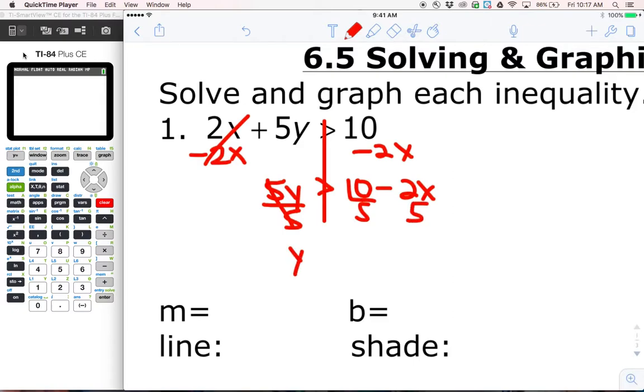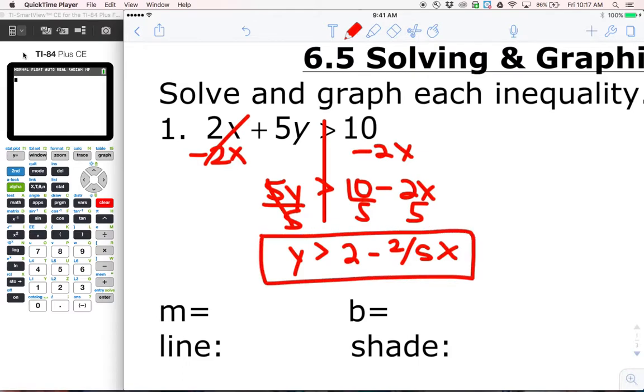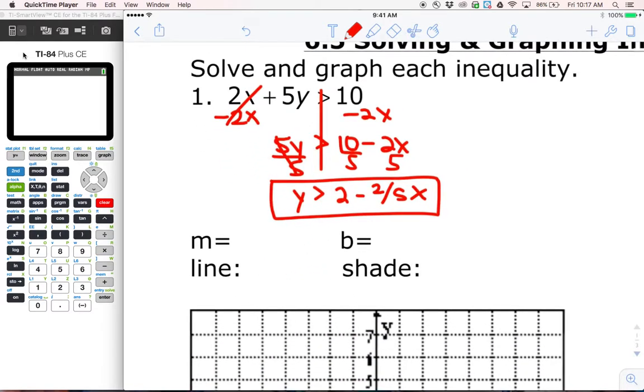I do not flip my inequality. I did not divide by a negative. And now I've got 2 minus 2 over 5x. So this is the inequality I will be graphing. My slope is negative 2/5. That's the number with x. My y-intercept is 2. And now we have to decide what kind of a line and where to shade.